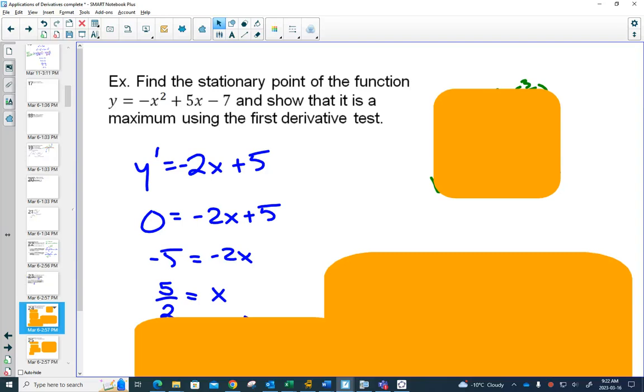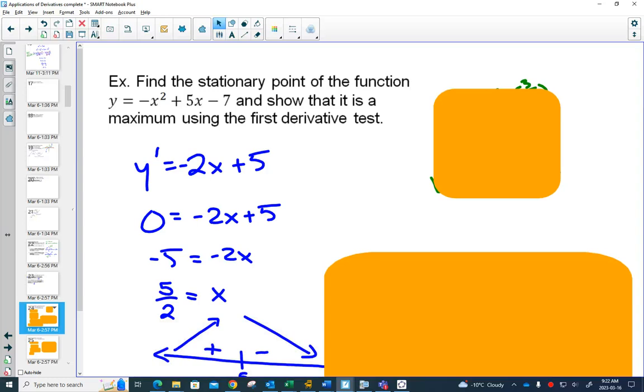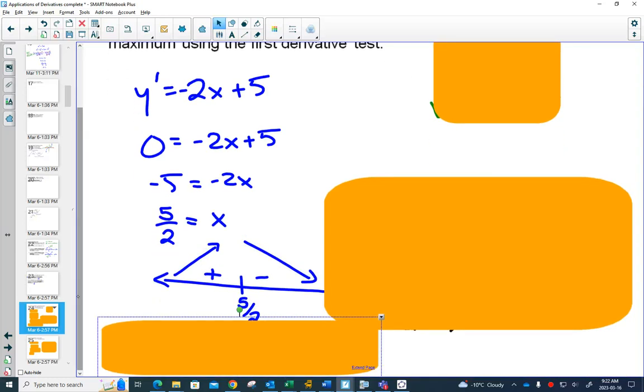Once you find that x value, that's telling you the x coordinate of the vertex of this parabola. In order to find the y coordinate of that vertex, you would have to take 5 over 2, plug it back into the original equation, and solve.